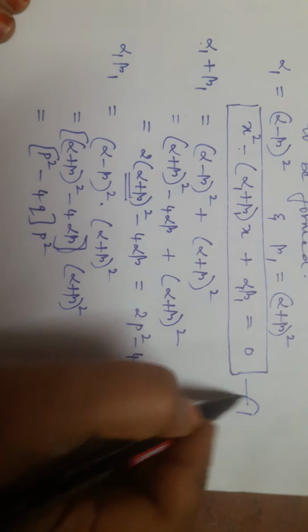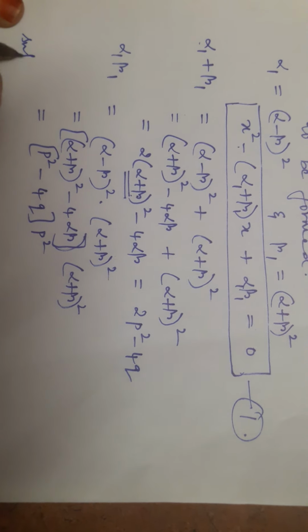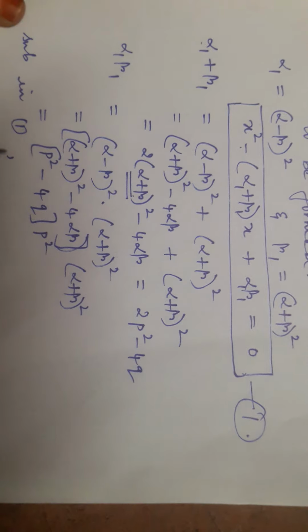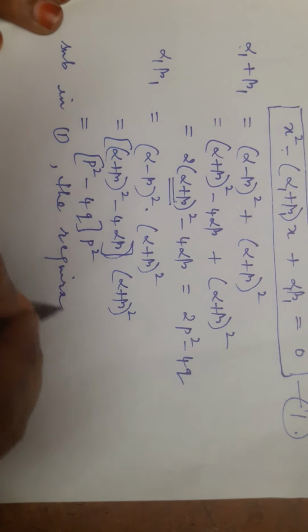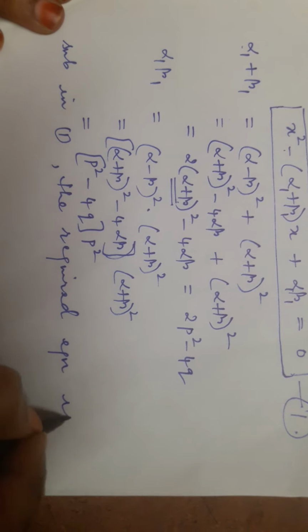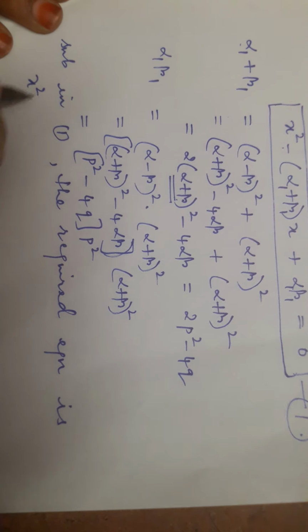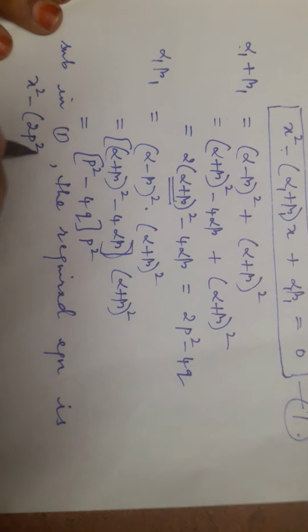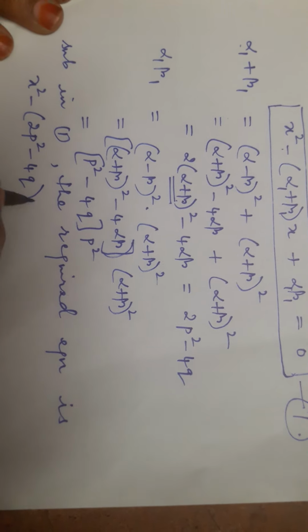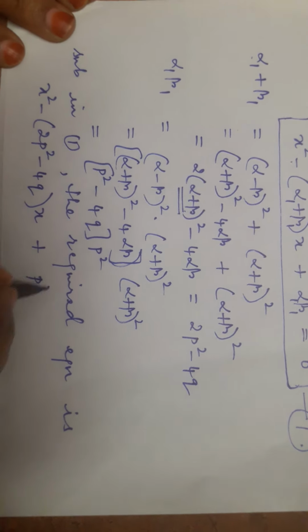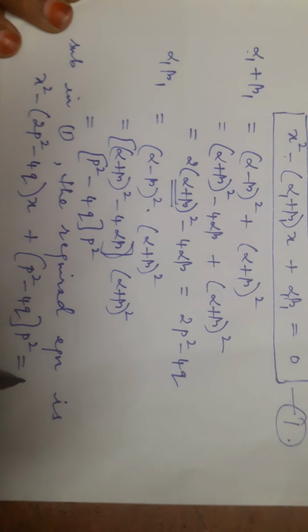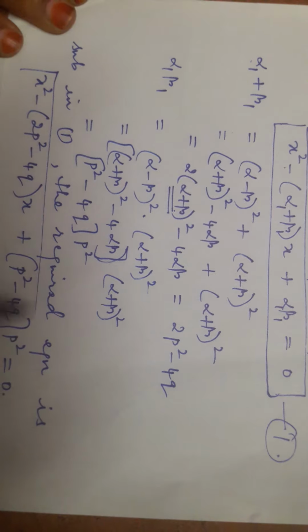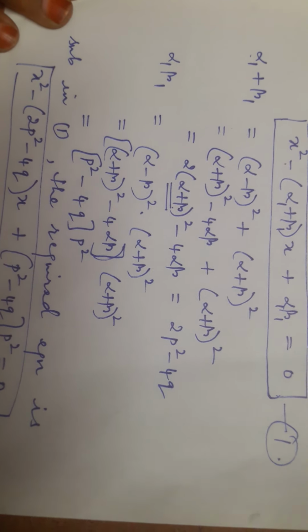So substituting in 1, the required equation is x square minus of 2p square minus 4q into x plus p square minus 4q into p square equal to 0. So this is the required equation.